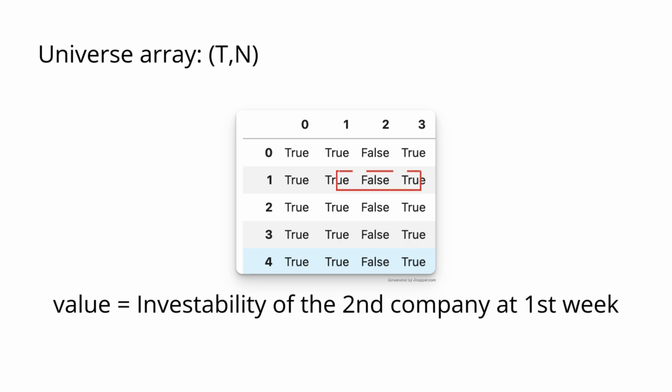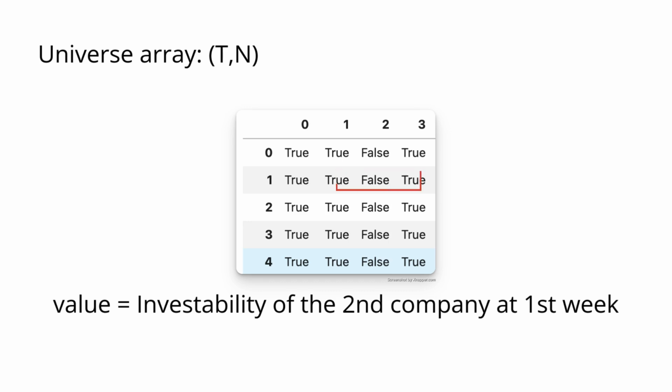Next, we have the universe array. This array has the same shape and indices as the return array. But instead of numerical values, it contains Boolean values that indicate whether an asset was investable at a given time. For example, in this case, the second company was not investable in the first week.